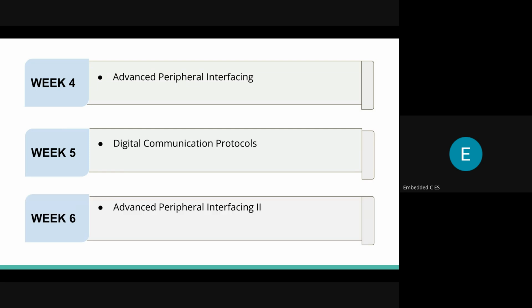Then week 6 is all about advanced peripheral interfacing too, right? In week 6 we'll build on our previous discussion on peripheral interfacing. We'll focus on integrating both digital and analog sensors, which are crucial for creating responsive systems, right? We'll also cover the basics of wireless communication and discuss power management techniques to ensure our systems are both effective and efficient.